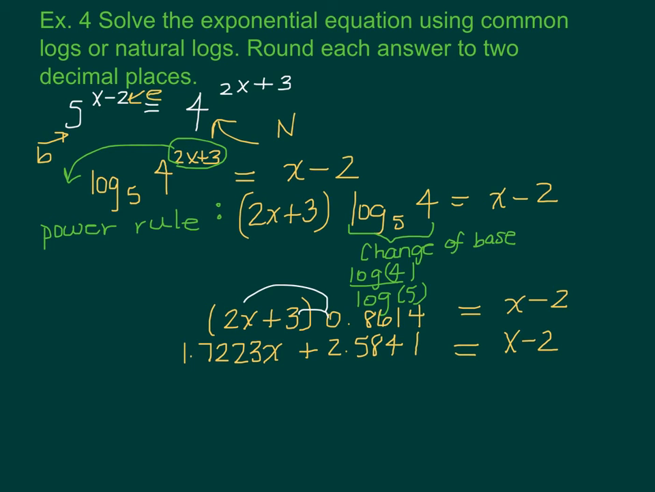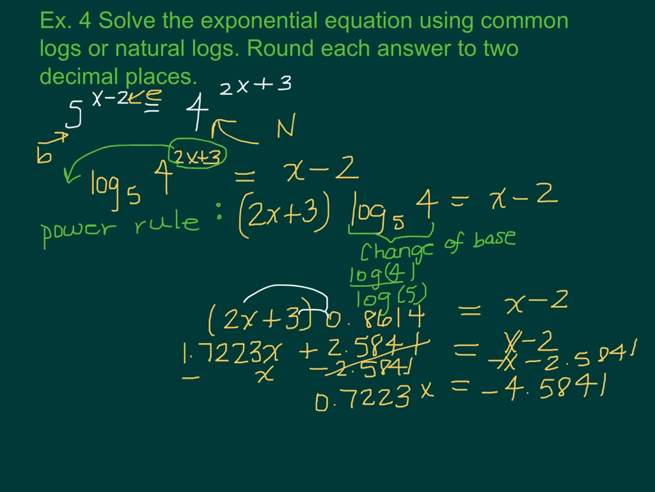And then you're just going to solve for x. So I'm going to subtract 1x, and then I'll subtract 2.5841, so all like terms are on the same side. So that's what I got when I combined like terms on each side. And then I'm going to divide. So x equals negative 6.35.